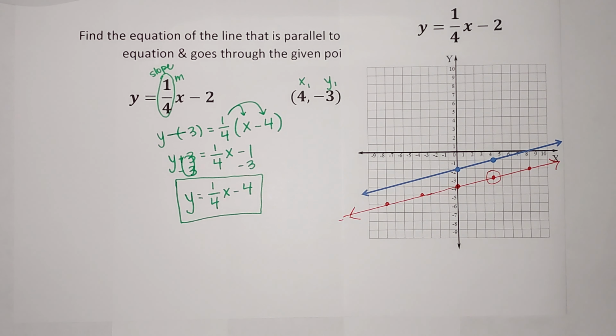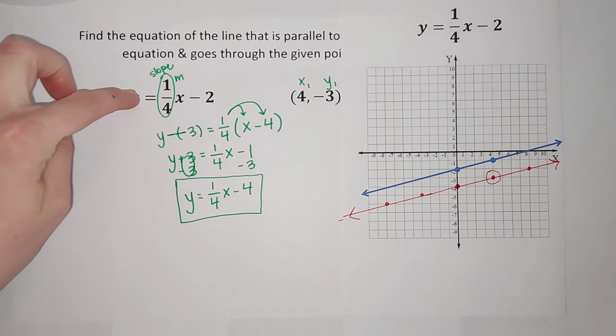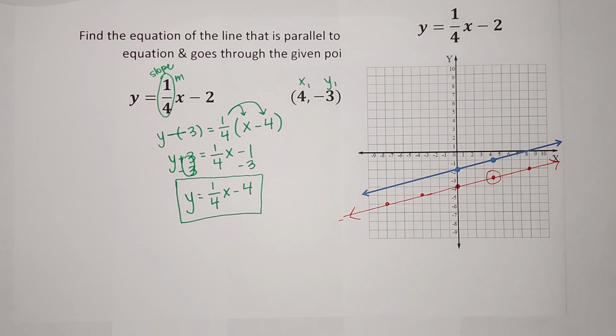Okay, so we found the line that was parallel to this line and went through that point. If you need an example of finding a line that's perpendicular to a line, I will link one in the corner. But hopefully that made sense.